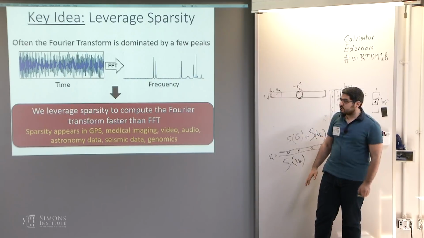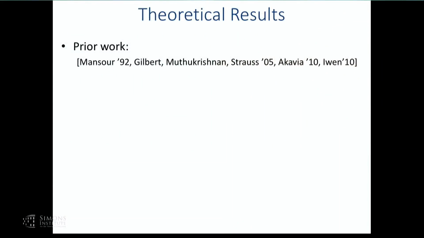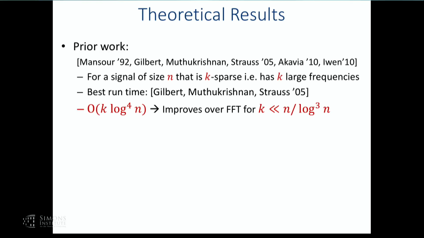That's why there has been a lot of interest since 1992 in faster algorithms to compute the Fourier transform. The fastest runtime was due to Gilbert, Muthukrishnan, and Strauss in 2005. They showed that for a signal of length n, if it is k-sparse, meaning there are k large coefficients, you can compute these coefficients in k log^4 n time. This improves over FFT for any k smaller than n over log^3 n.